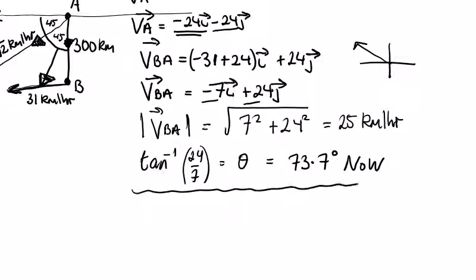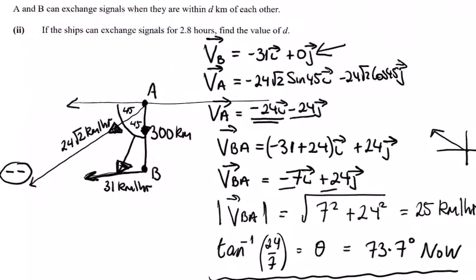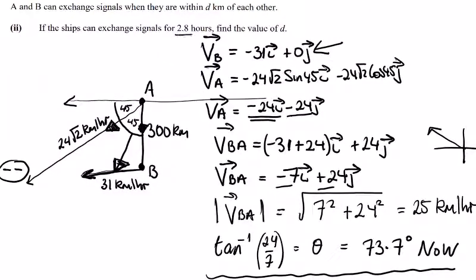So that's part A complete, I think, is this or no? No, another part. If the ships can exchange signals for 2.8 hours, find the value of D. And we're told up above, A and B can exchange signals when they are within D kilometers of each other.